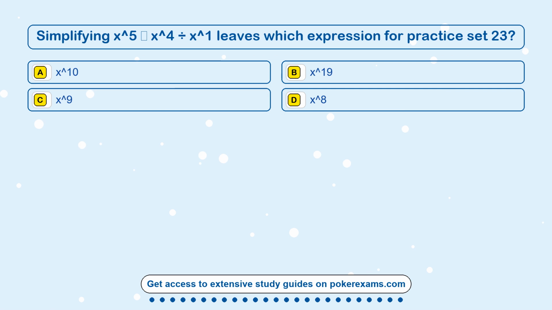Question 6. Simplifying x^5 · x^4 divided by x^1 leaves which expression for practice set 23? Option A x^10. Option B x^19. Option C x^9. Option D x^8.